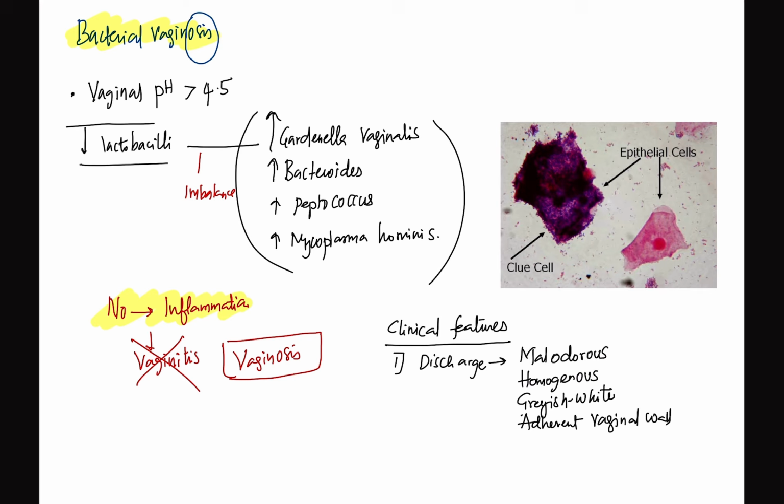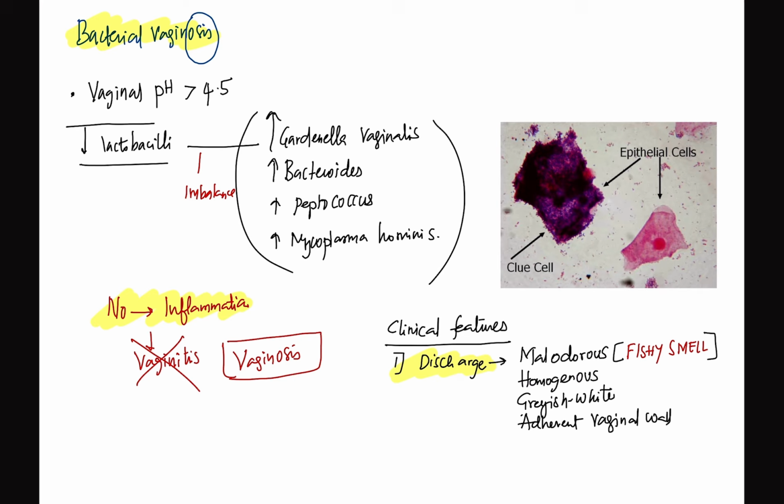Now, when I say malodorous, what kind of smell do you expect here? You expect a fishy smell. Remember this. So fish-like smell or fishy smell, homogeneous, grayish white, adherent to the vaginal wall. So any discharge characteristics are important from the exam point of view. Mainly bacterial vaginosis is characterized by homogeneous vaginal discharge.